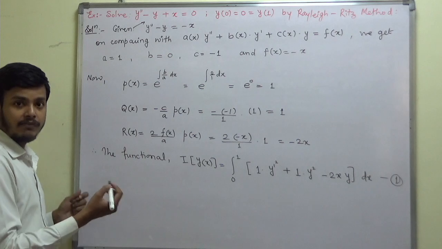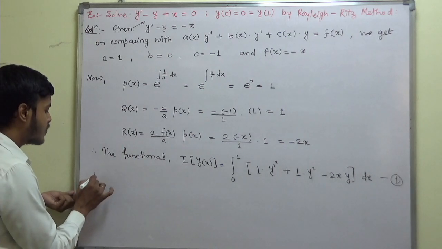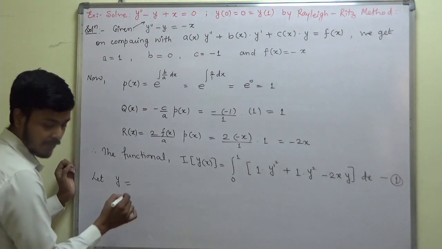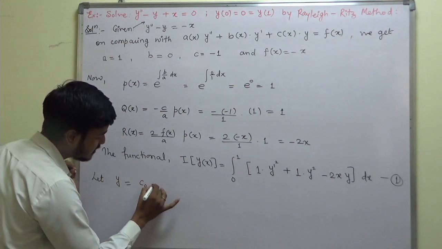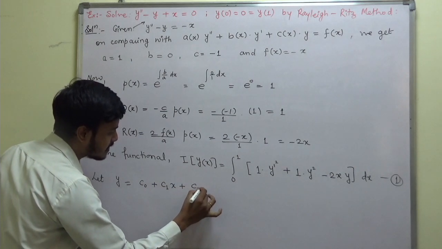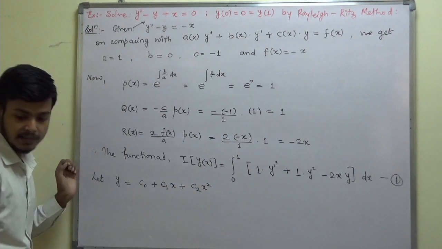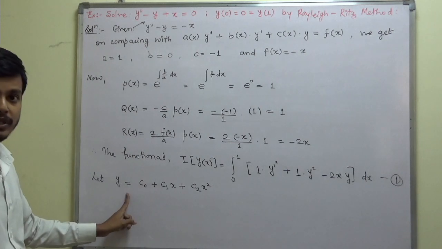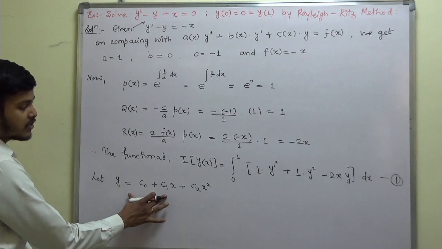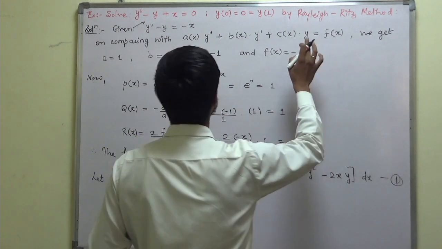In the second step we have to approximate y. So let y be equal to, we have to approximate the solution, C0 plus C1x plus C2 x square. This is my approximate solution. Now you have this approximate solution, so apply the conditions.